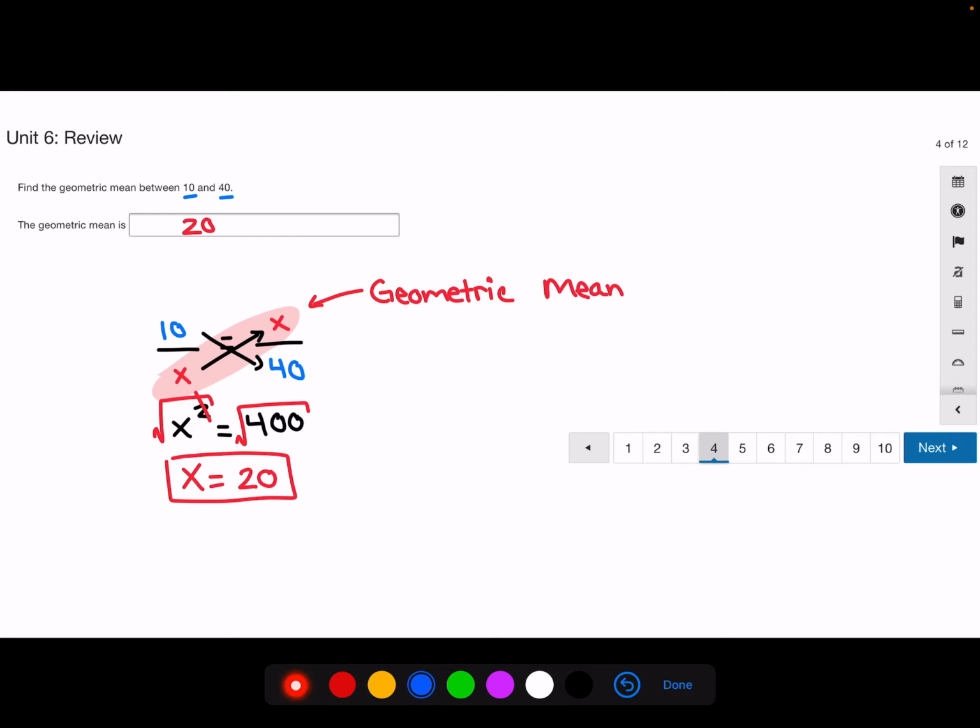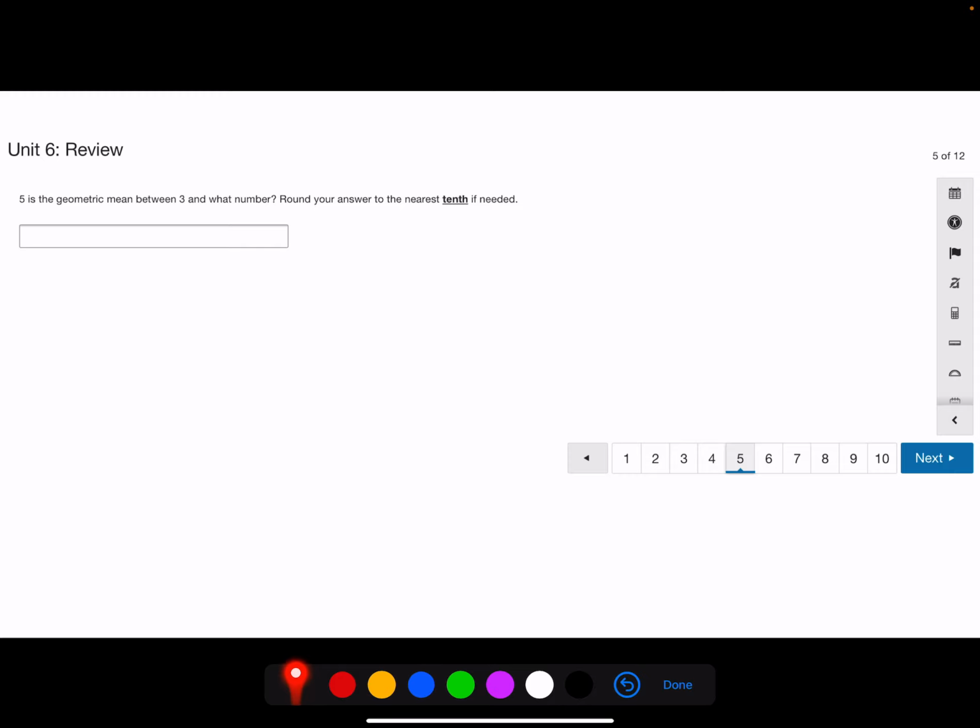And of course, if I plug that in, that'll give me 10 over 20 equals 20 over 40. Of course, those both reduce down to 1/2. So as we can see, 1/2 equals 1/2, and we're set. Let's try another geometric mean problem. So this time, 5 is the geometric mean between 3 and what number?